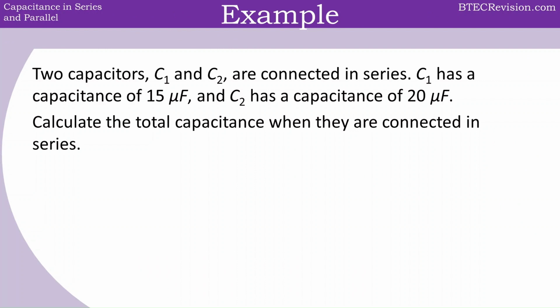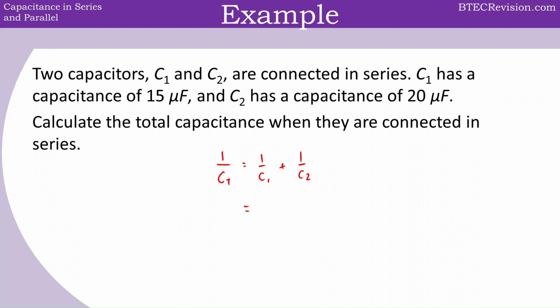Now, let's take a look at this example. 2 capacitors C1 and C2 are connected in series. C1 has a capacitance of 15 microfarads and C2 has a capacitance of 20 microfarads. Calculate the total capacitance when they are connected in series. We'll start by writing down our equation. Since we know it's in series, we'll use the series capacitance equation here. 1 over CT equals 1 over C1 plus 1 over C2. And we know there's only 2 capacitors, so we don't have to carry on.